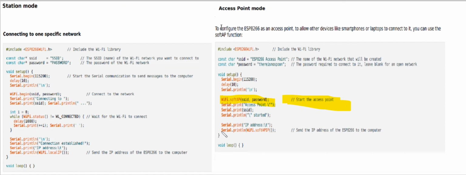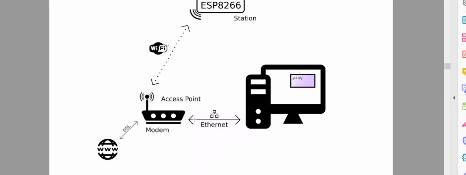And then somewhere here, this one, the serial print line WiFi.softAPIP, allows the device to send the IP address of the ESP8266 to the computer. Overall, these are the differences: this WiFi.softAP and the serial print WiFi.softAPIP. Your ESP device is now an access point.